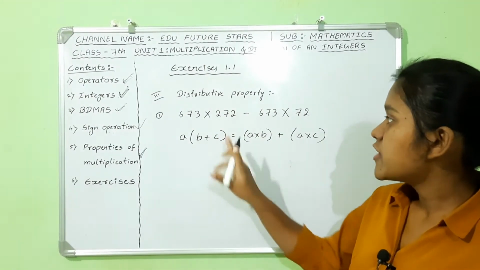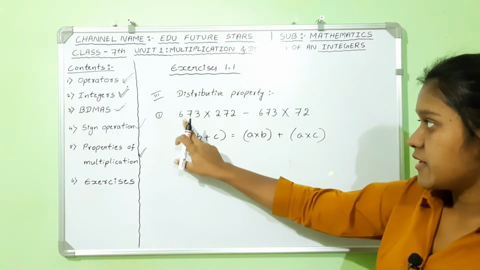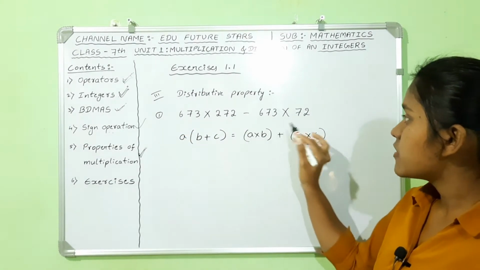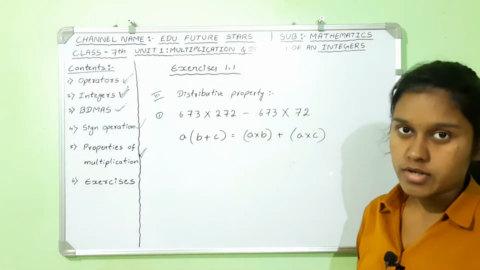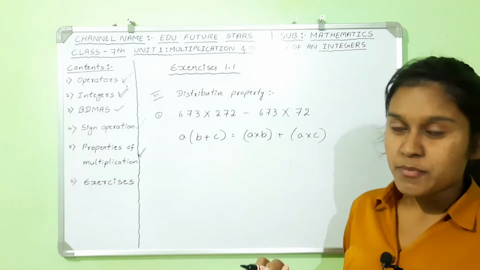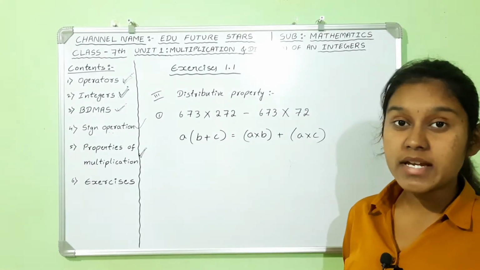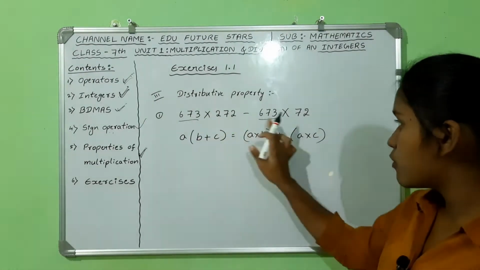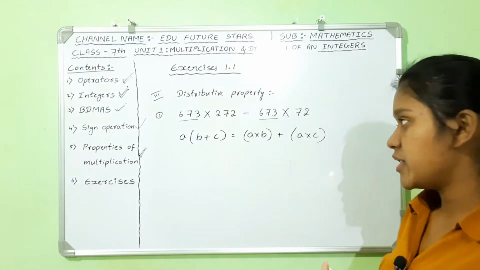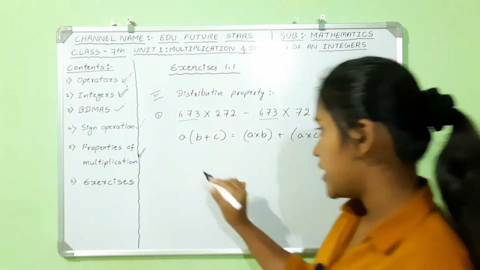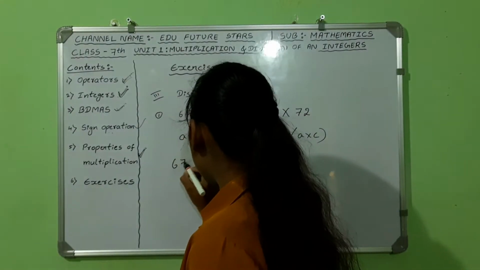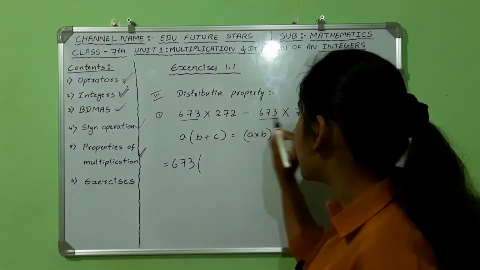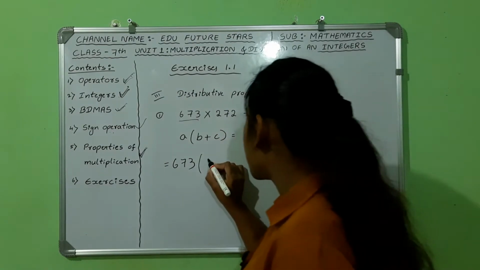Okay, now let's look into the question. Here, 673 is multiplied with 272 minus 673 into 72. This is our question. Can you guess which is the common thing, which we can take as A here? So A is 673, because in both cases 673 is the common thing. Let me take it as the common thing. 673 is A, and 272 is B.